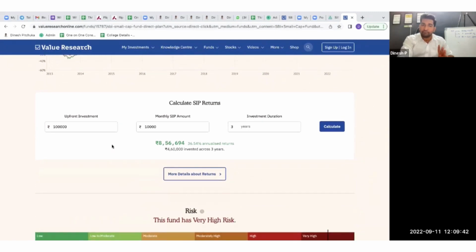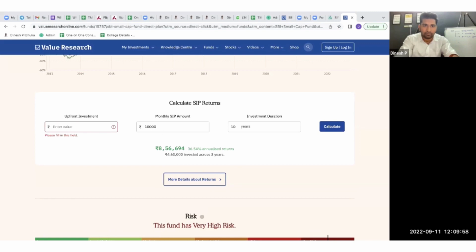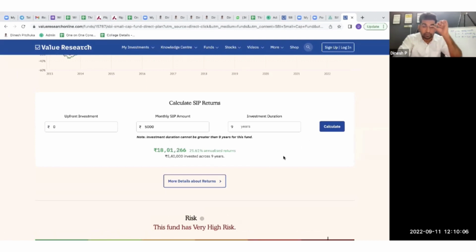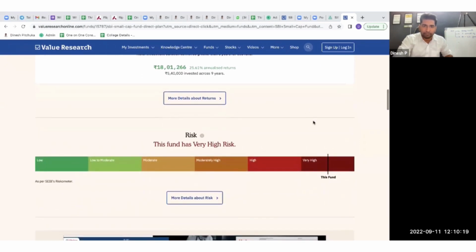So here itself, the same SIP calculator. In this particular mutual fund, if you have invested 1 lakh, how much is the investment so far and what is the return like that? Say for example, maximum is 9 years. Anyway, this is a small calculation. You can do the same calculation in the website that we have seen.